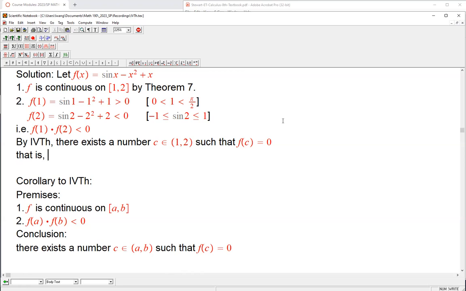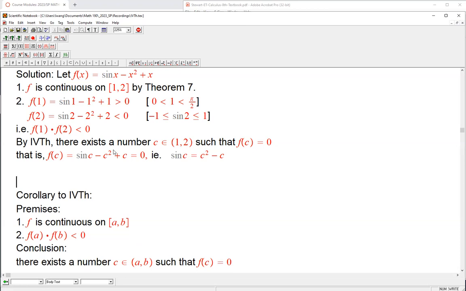You do want to elaborate a little bit. f of c is going to be 0, so there's a solution. That is, sine of c equals c squared minus c. We have demonstrated there's a solution. So that's the end of this question.